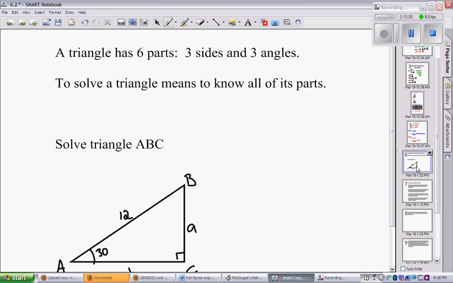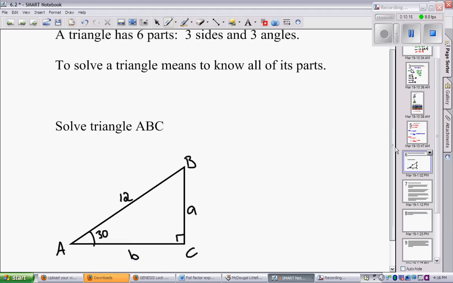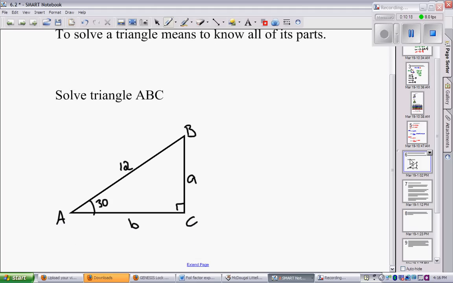So a triangle has 6 parts. It has 3 angles and 3 sides. So when you solve a triangle, that means you know all 3 sides and all 3 angles. So we have this right triangle ABC. We're told angle A is 30 degrees and the hypotenuse is 12, and let's just say we don't need a unit.